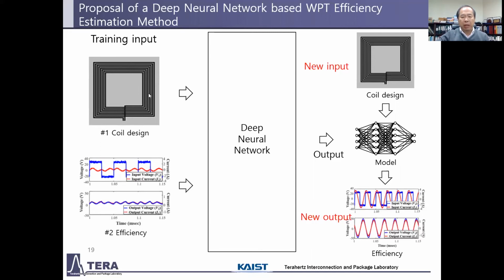And usually when we design a coil, we can do a lot of simulations. And if we have a certain amount of data sets for these cases, we can use this coil design and the results, such as the time and frequency domain response and efficiency, as data for deep neural network training. If we have good training, then when we give it a certain coil design, it gives the efficiency, so the computational time will be very effectively reduced.